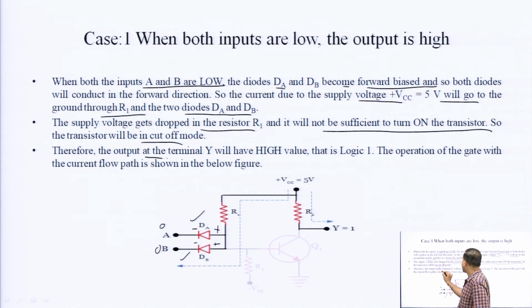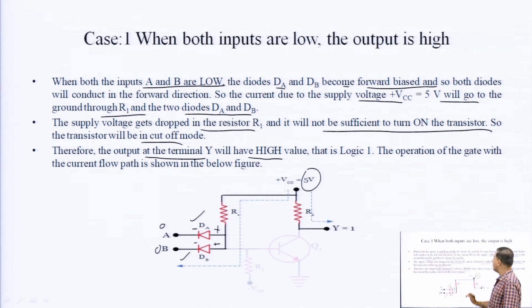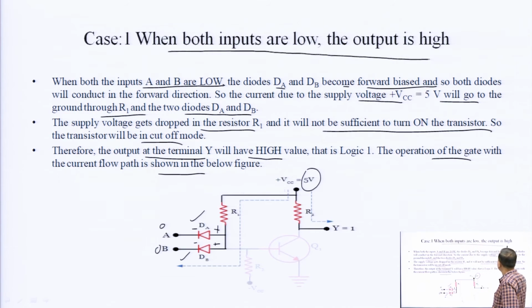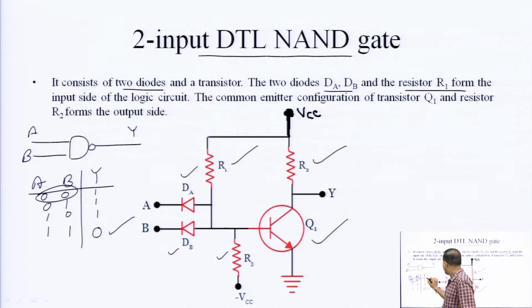Therefore, the output at terminal Y will be a high value because it is directly connected to the supply voltage, logic 1. The operation of the gate with the current flow path is shown in the figure. You can see the flow of current. So, this is the first case, when both the inputs are low. We are getting a high output, which resembles the NAND gate truth table.